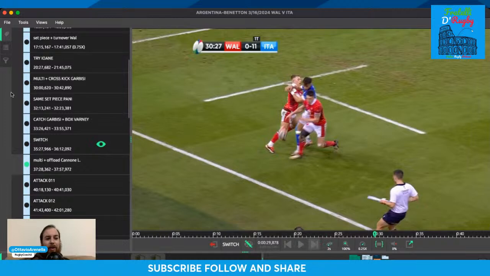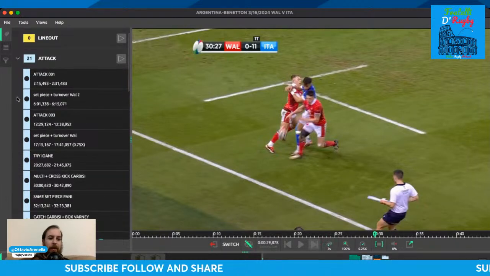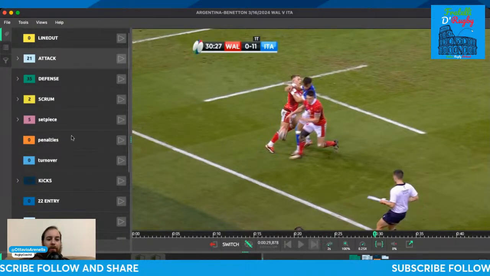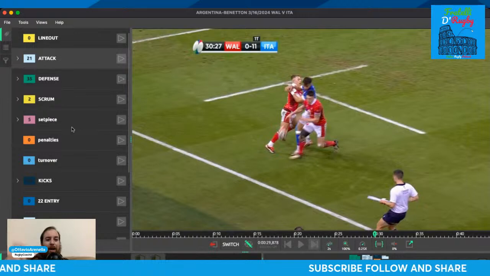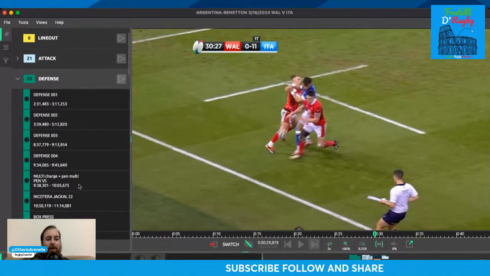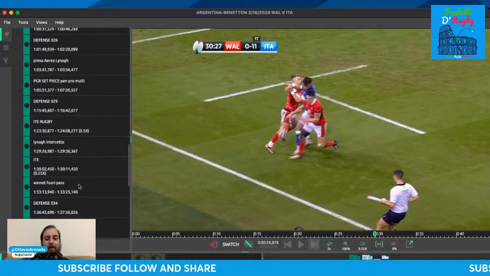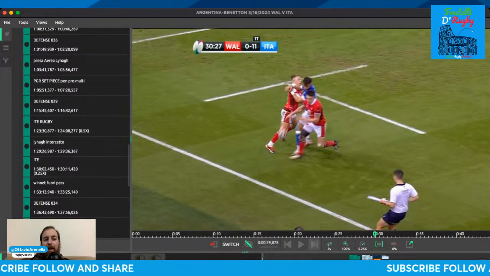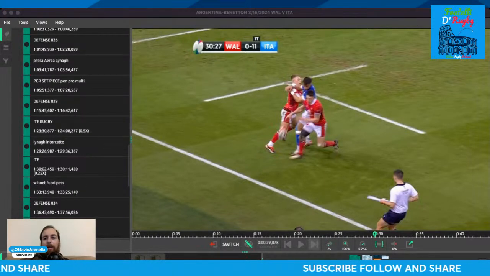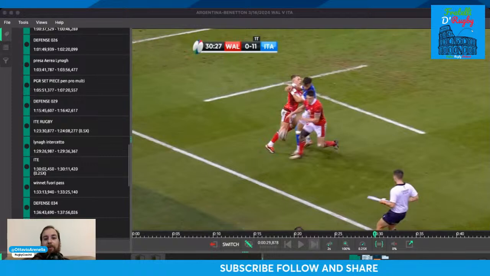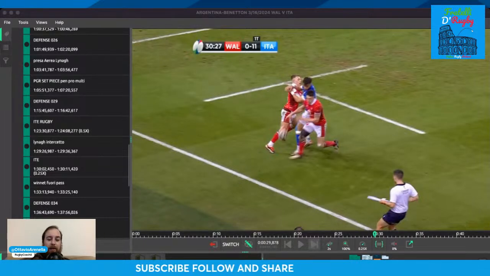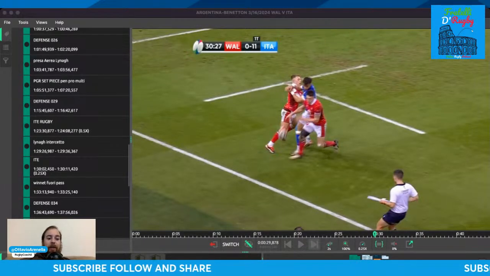Let's go and look at the defense now. I didn't draw anything on defense, but we can see a couple of things from back in the day, because sometimes we speak about how Quesada used to work with another team, which is Jaguares back in the day.